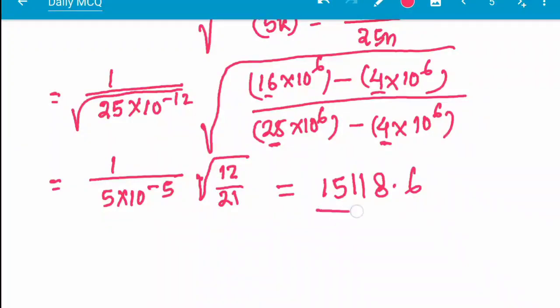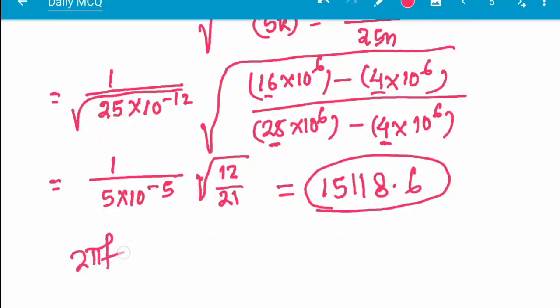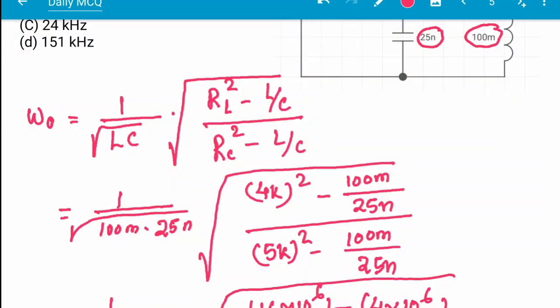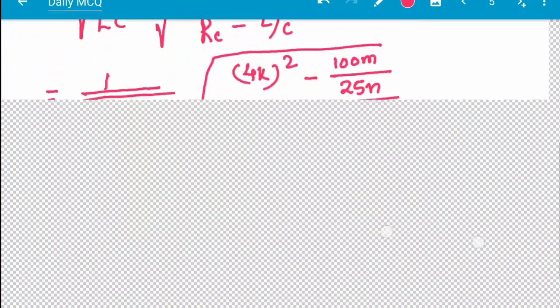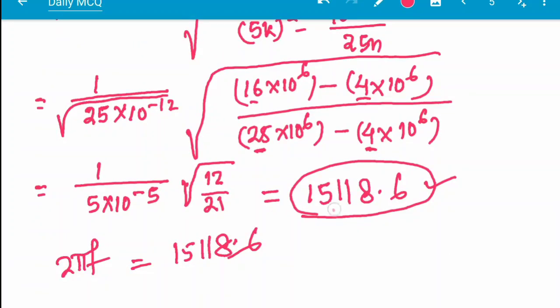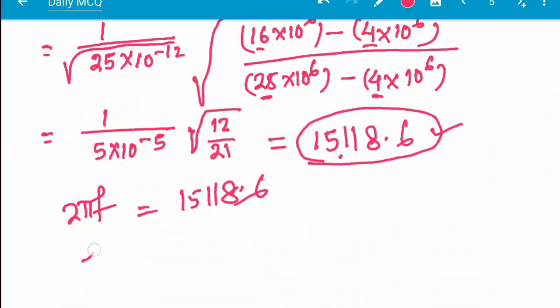So what is this one? This is the angular frequency, that is 2 pi f, 15118.6. Generally when people get this one they will choose the answer, because in the options 15.1 kilohertz is also given, so they will choose this one, but this is not correct. We have to find out the frequency.